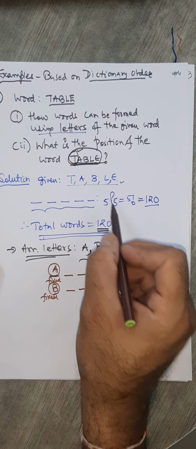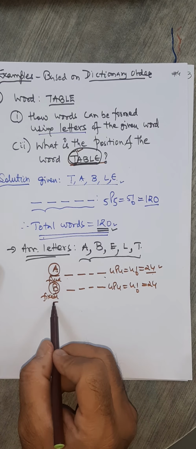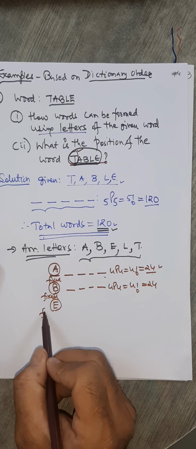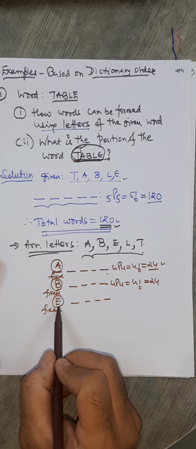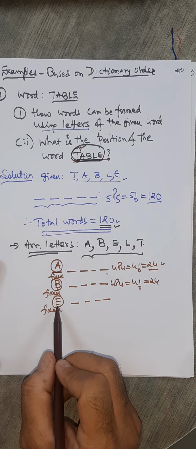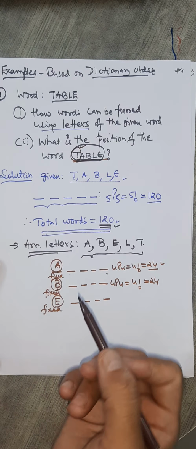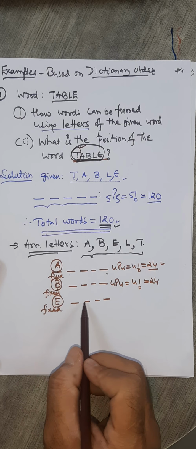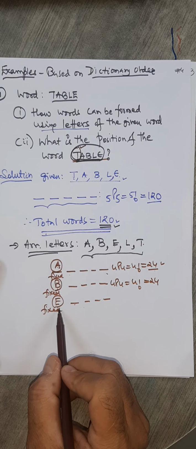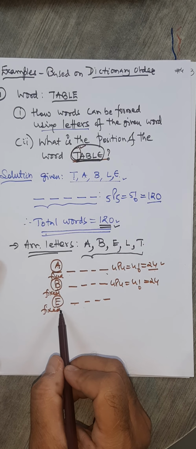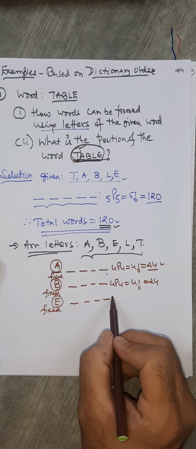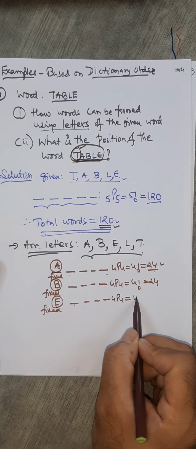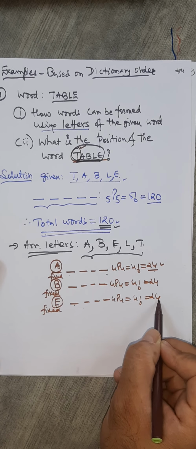Then next as per dictionary order, which one is coming? E. So let me fix E here. Anything can be in the other positions. Any word whose first letter is E would be before table as per dictionary order. Anything here doesn't matter, because the first letter is E. So how many ways can this be done? Forget E, so 4 are left, again 4P4, that is 4 factorial, again 24.